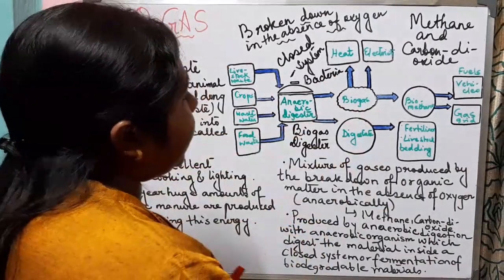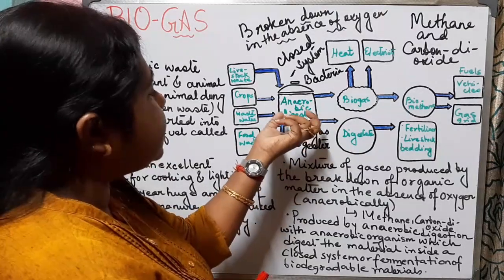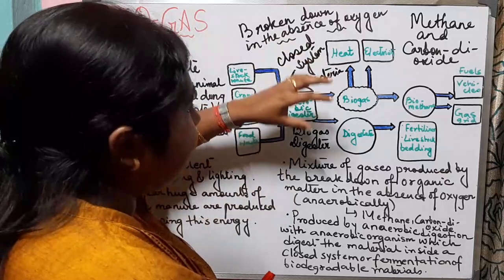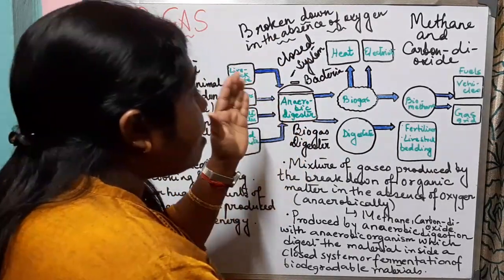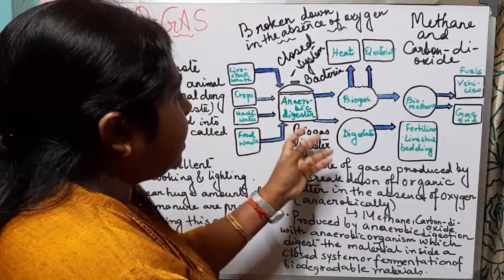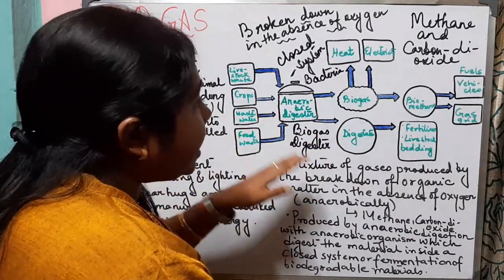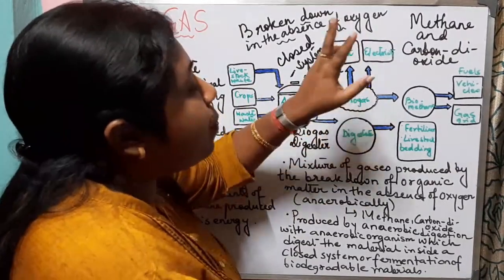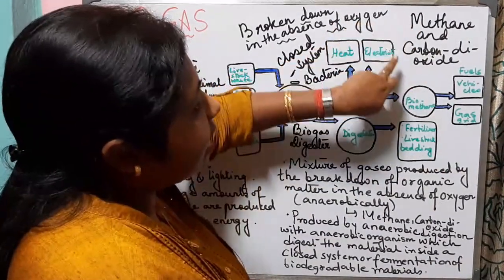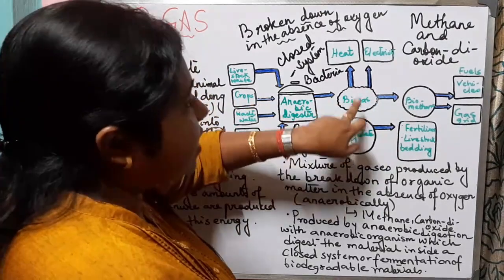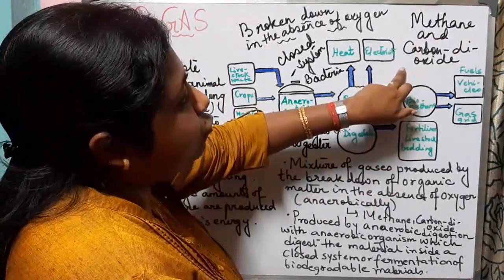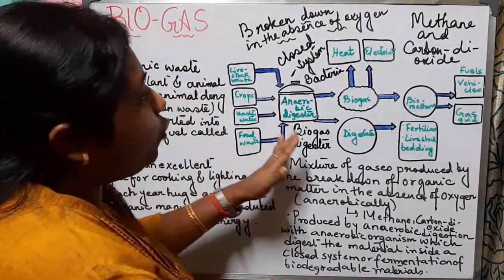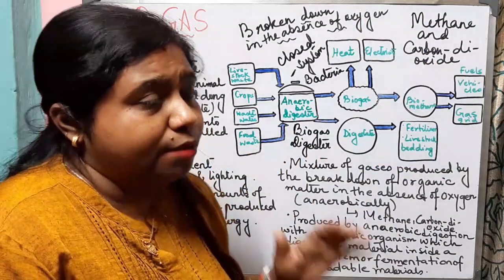So how do we obtain biogas? In this biogas digester or anaerobic digester, the organic waste is digested or decomposed by the anaerobic organisms, that is bacteria, in the absence of oxygen, and they produce primarily two gases, which are methane and carbon dioxide, and biogas is a mixture primarily of these two gases. So I hope all of you understood how we obtain biogas.